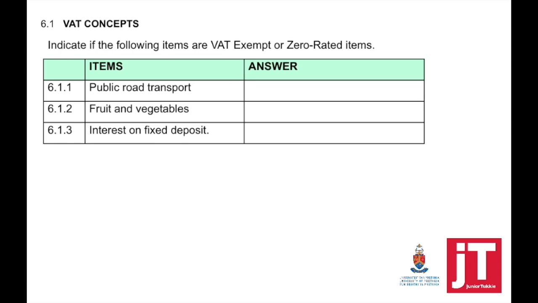So if we look at the first one, public road transport, that is VAT exempt. Fruit and vegetables is zero rated, so VAT is charged but at 0%. Interest on fixed deposit is VAT exempt.